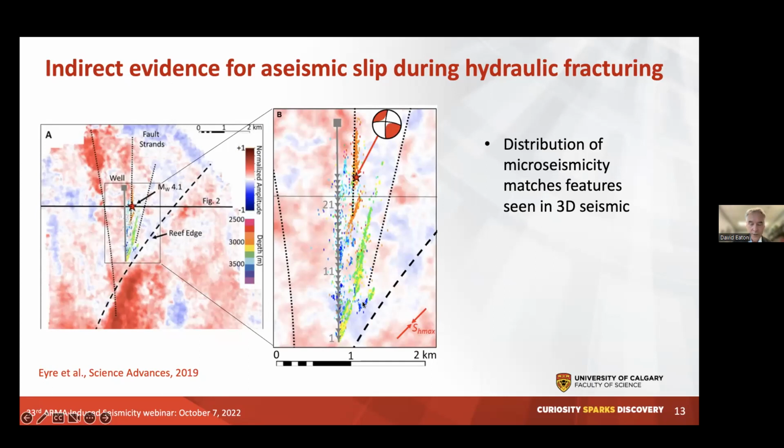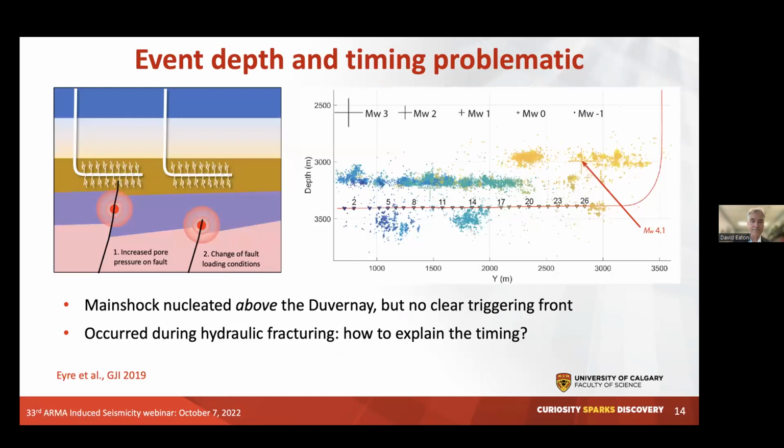And if we zoom in, we see that below the Duvernay, we're seeing events that appear to line up parallel to the edge of the reef. So we think that validates the likelihood that there are structural controls on what we're seeing here.